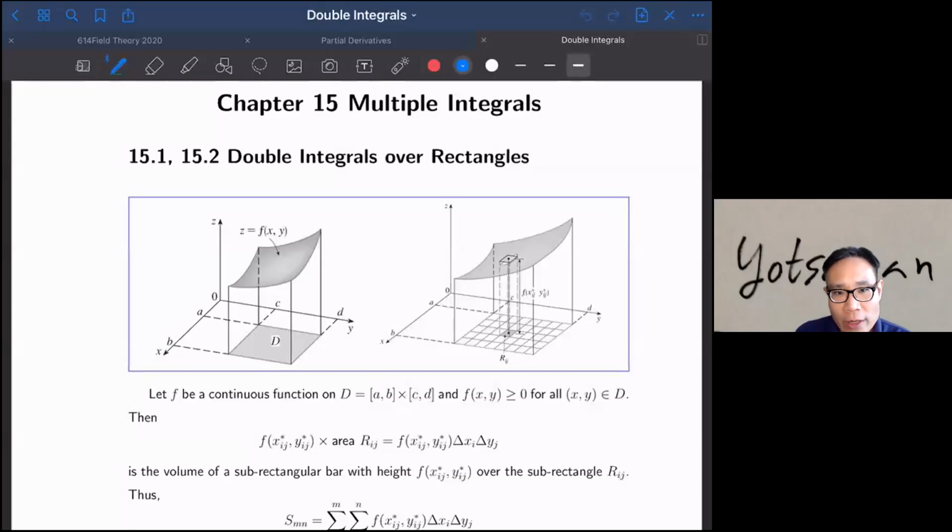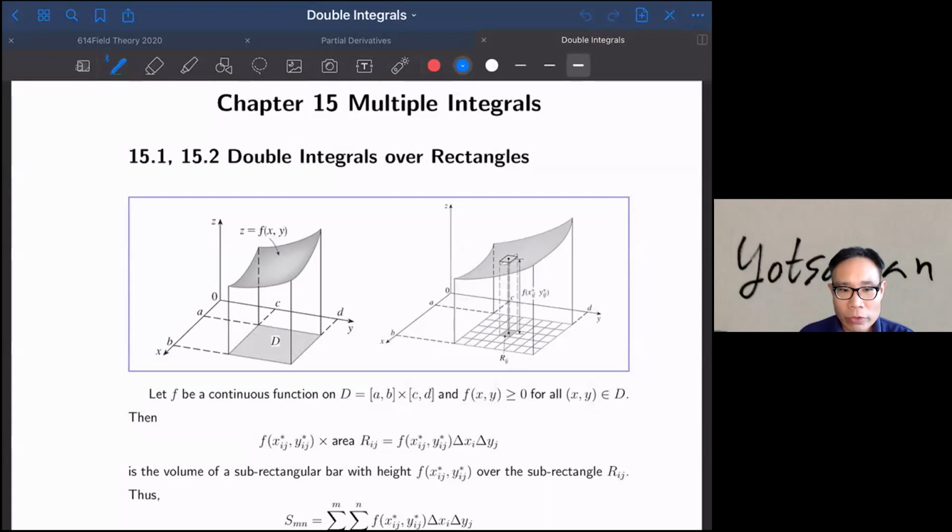In the previous chapter, we already covered the functions of several variables, and we were discussing the limit and the partial derivatives. So in this chapter, it's going to be about integration of functions of two variables. And the thing that we're going to study is going to be the double integral.